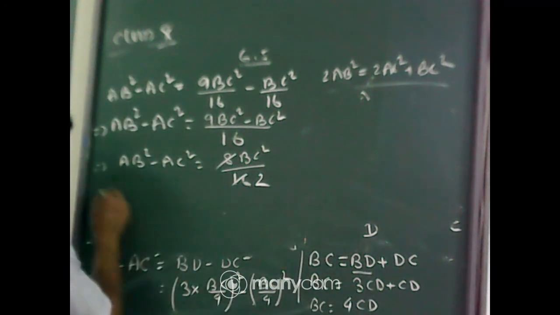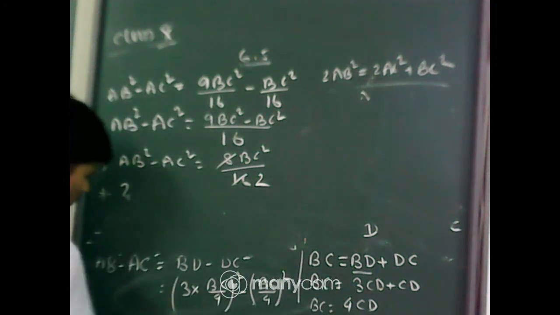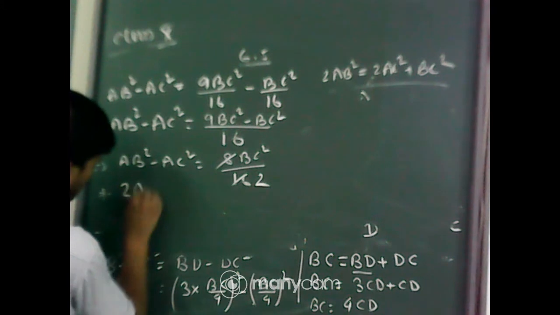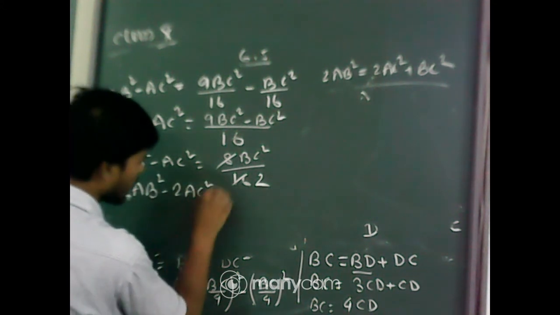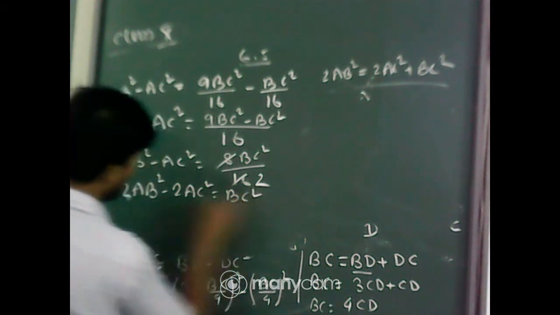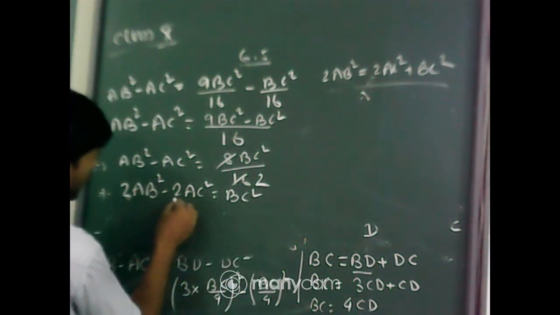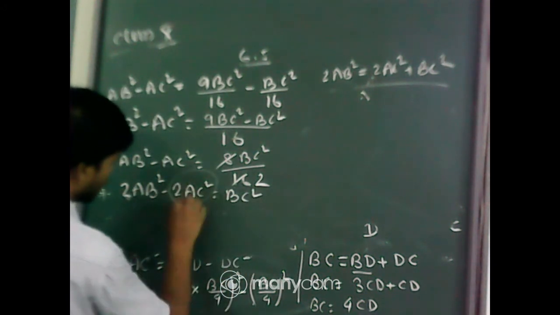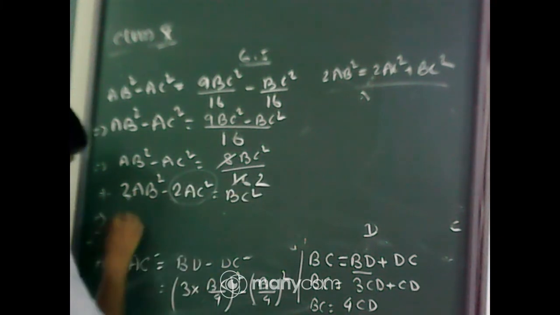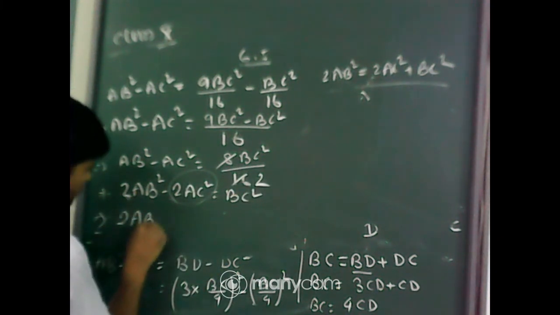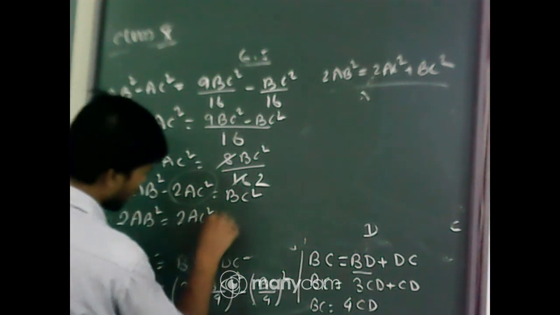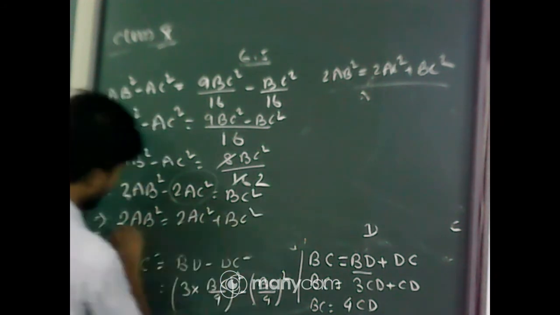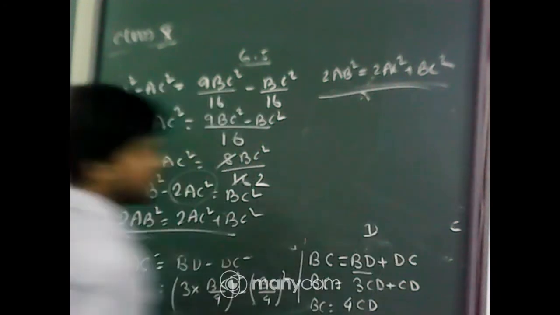Okay. So that means 2AB square minus 2AC square is equal to BC square. Now just shift this term from left hand side to right hand side. That means 2AB square is equal to 2AC square plus BC square, which is the proof.